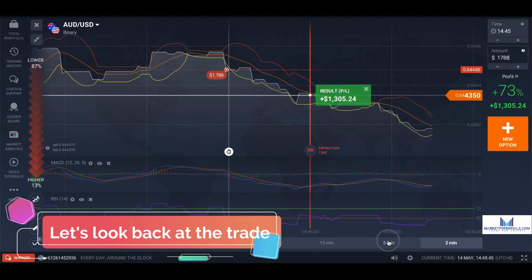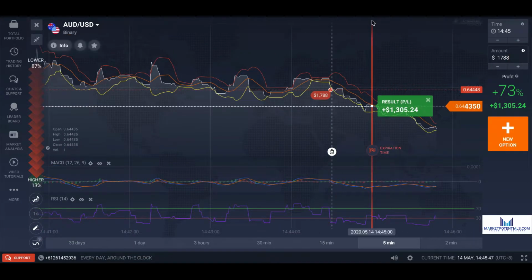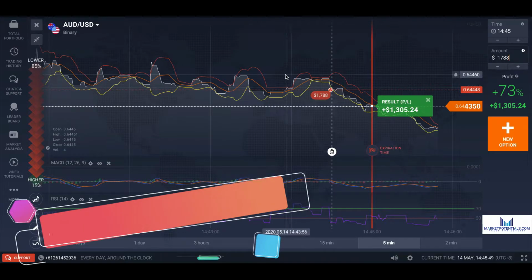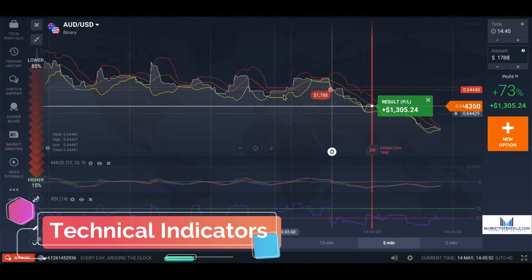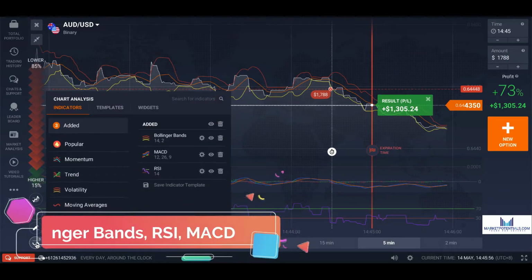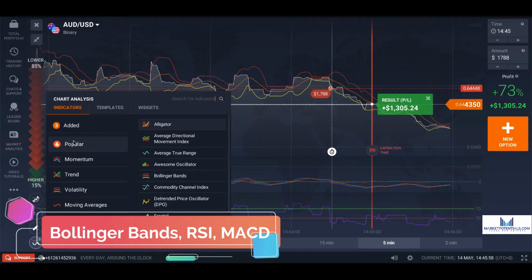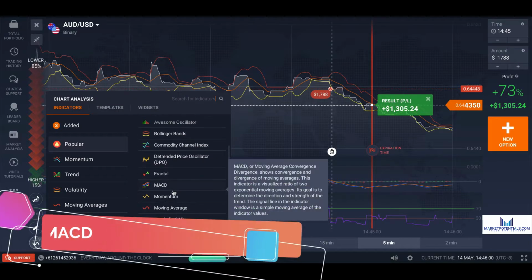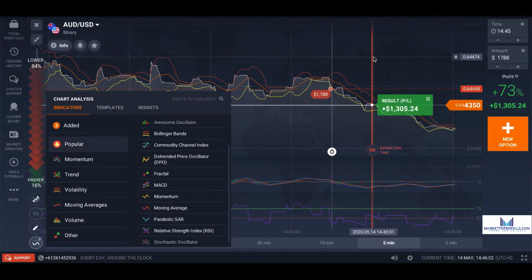Now I made that happen by simply using very, very basic technical indicators that you see here, guys. The top one is the Bollinger Bands, then MACD, and the RSI. All of these indicators are accessible here under the popular section, and you can just go ahead and select them, and they come right up on the screen.